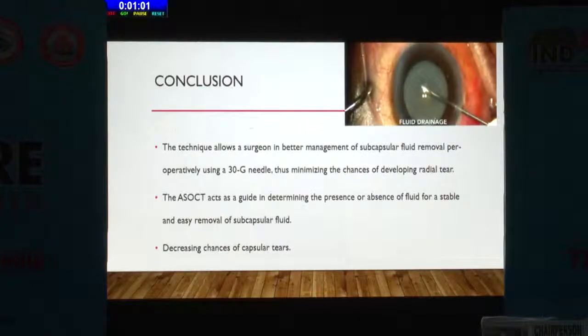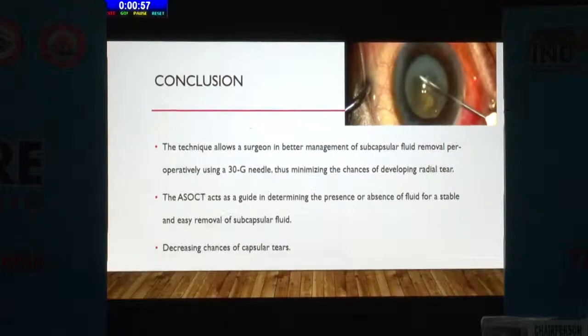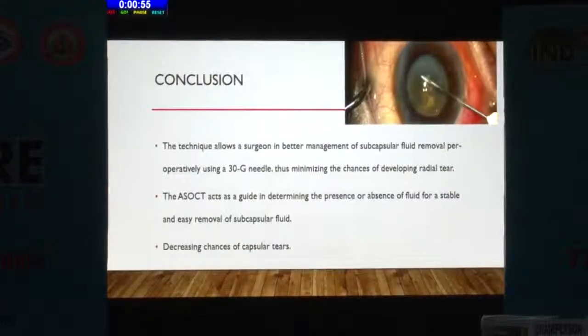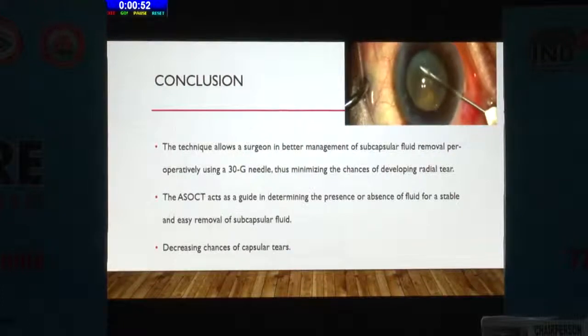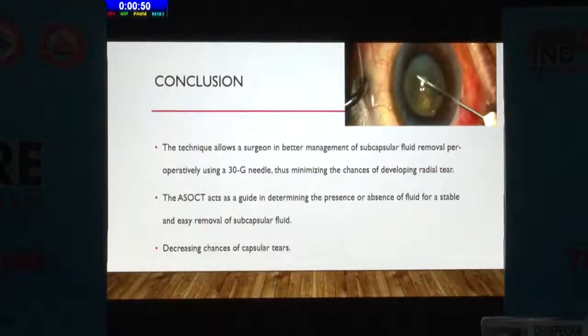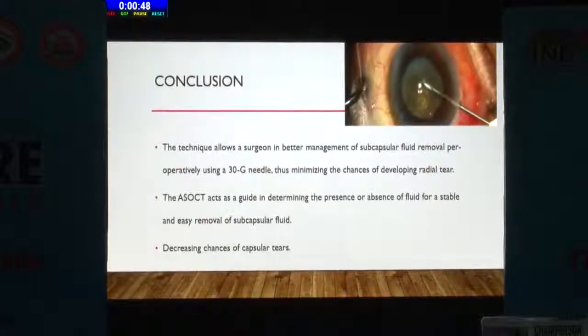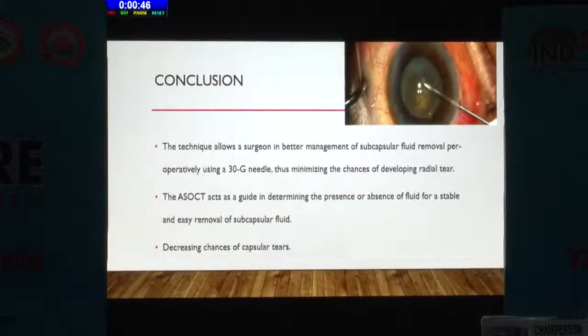So in conclusion, this technique allows the surgeon better management of the subcapsular fluid removal, and you can use a 30 gauge needle, a 26 gauge needle, whatever is available to you. The ASOCT helps you determine the presence or absence of these fluid spaces, and only then do you need to do the needle removal. It actually decreases the chances of capsular tears.